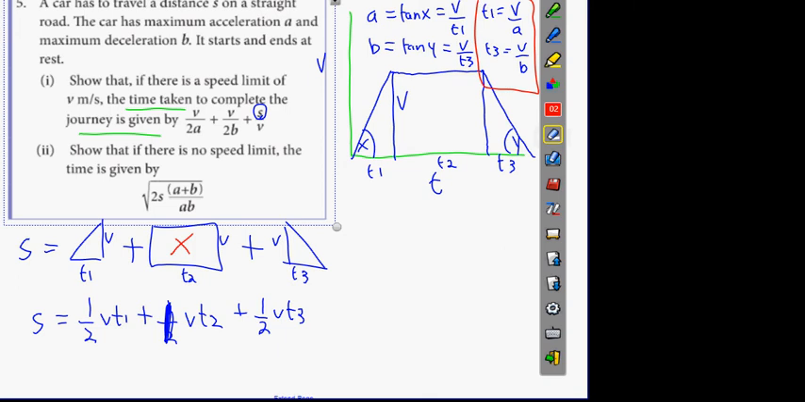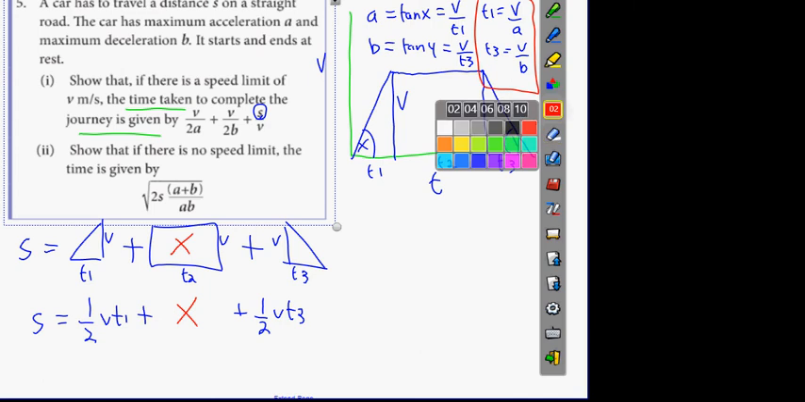So what we do here is we just eliminate that off to being x for the time being. I'll tell you what I'm going to do with that in a second. I want to find out what x is. As discussed, I'm going to sub in the T1 and T3 values. So I'm going to rub out T1, I'm going to rub out T3, and I'm going to put in my two values, V over A.